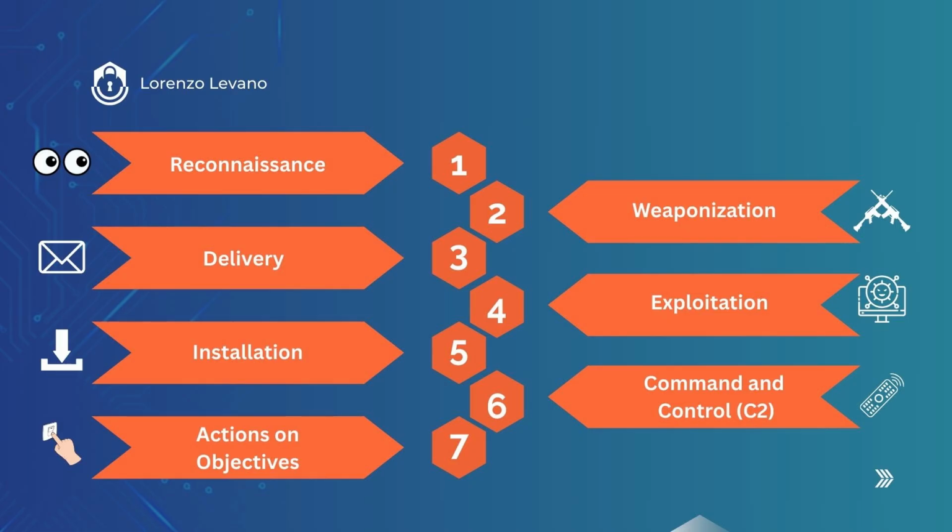In the 6th place we have command and control, also called C2, in which we remote control the compromised host. And then we have actions on objectives, which is about stealing data, damaging systems, or achieving the attacker's final goal.